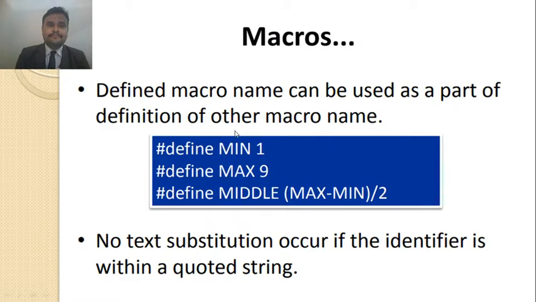Also while we are writing macros, we can use nested macro definitions. So a defined macro name can be used as a part of the definition of another macro. It is also possible while we are writing the macro definition. So here min 1, max 9. That macro template we are going to use over here, and in their computation, this condition is replaced by the middle. So this way it is also possible: one macro template can be used in another macro template. No text substitution occurs if the identifier is quoted in a string.